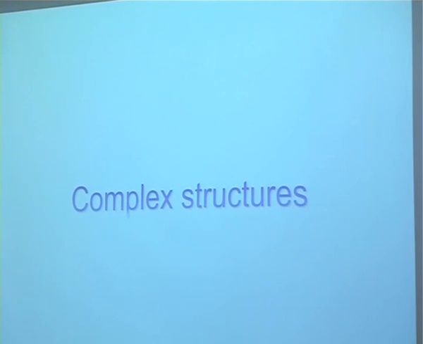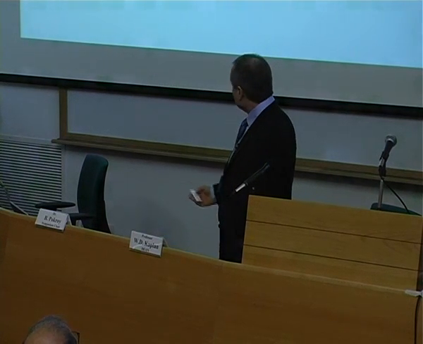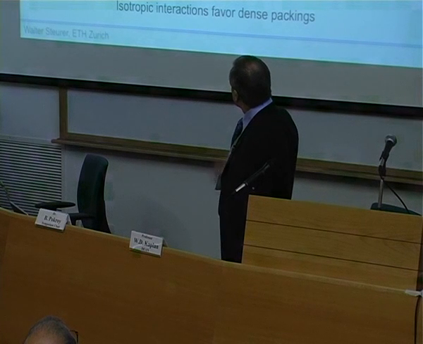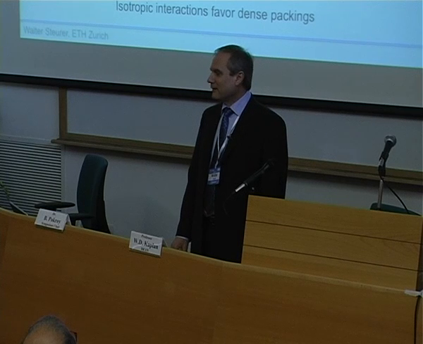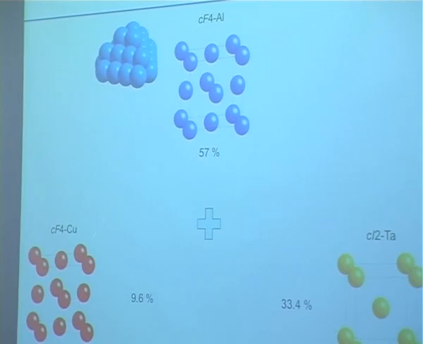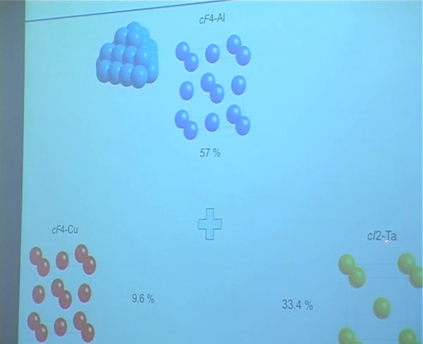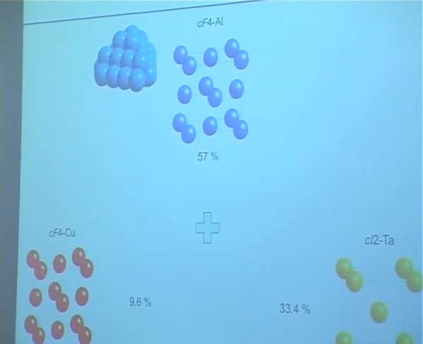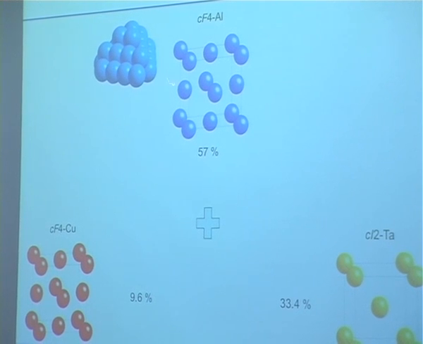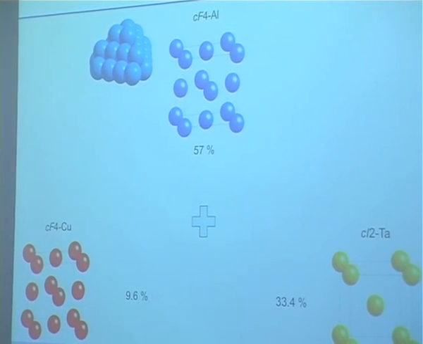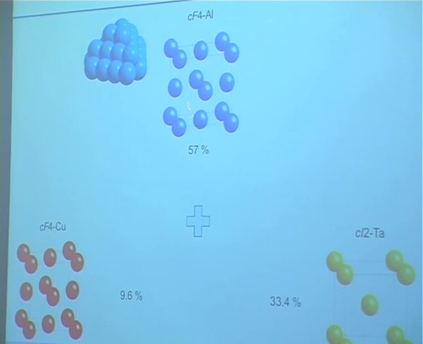And first, let's look at periodic structures and complex periodic structures. And we start with very simple ones. If you have objects with simple potentials, then you usually get dense packings. If you take simple metals, copper, aluminum, and tantalum, for example, they have very simple structures, like these apples or oranges, close packed here.